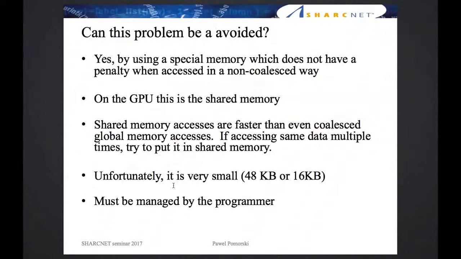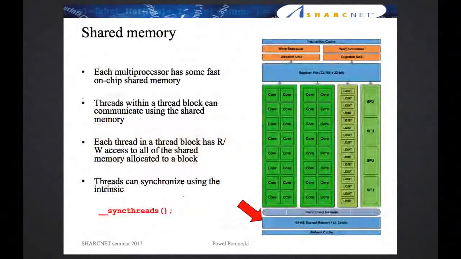Well, there's a special region of memory on the GPU called shared memory, which doesn't suffer from this problem, which is fast enough even if you access it in a non-coalesced way. This region is quite small, only 48 or 16 kilobytes, depending on the configuration, and it must be managed by the programmer. But it is quite fast. If we zoom in on the architecture of the GPU, this is actually for an older architecture, but the same idea applies. Shared memory is a special memory region which is sitting right next to the compute cores. And in this shared memory, you can synchronize between the threads, which you in general cannot do.